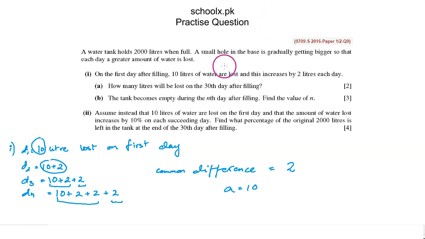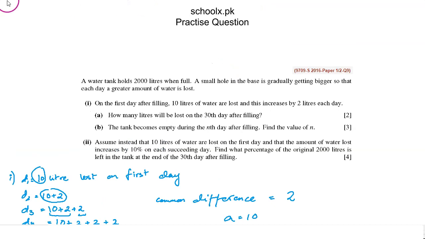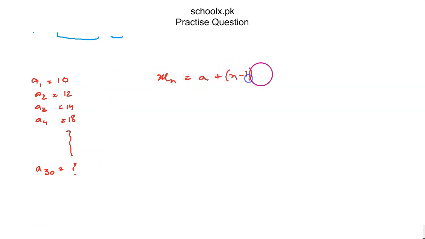So what we need to find is the 30th term. For example, first term was 10, the terms are the water loss, second term was 12, third term was 14, fourth term was 16, and so on, and we need to find the 30th term, and these terms are following an arithmetic pattern, right? And the formula for finding the nth term of an arithmetic series is un equals a plus n minus 1 times d.